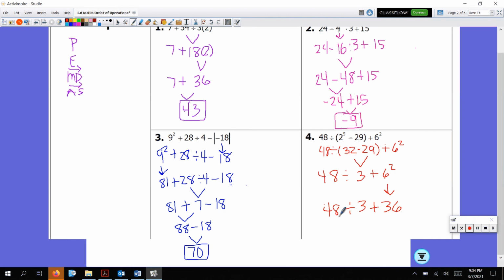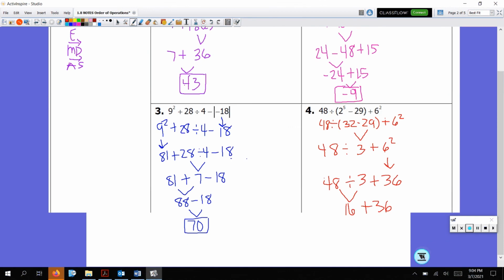Now we look and see what operations we have. We have a division sign and a plus sign. Division comes first. 48 divided by 3 is 16. Plus 36 is 52.